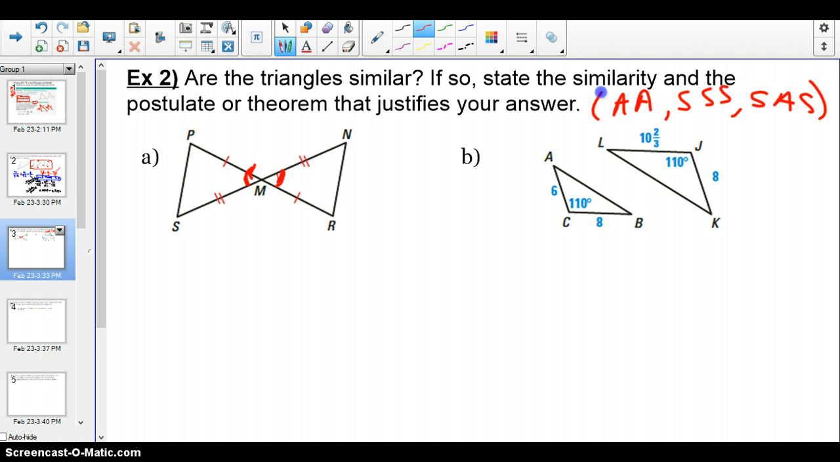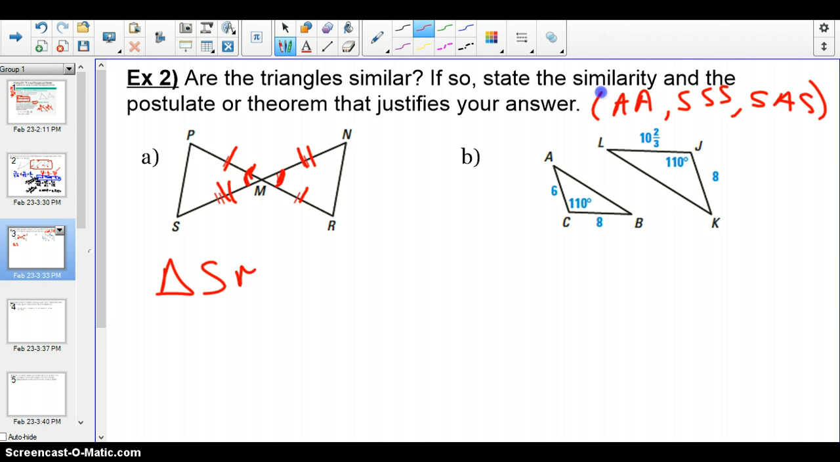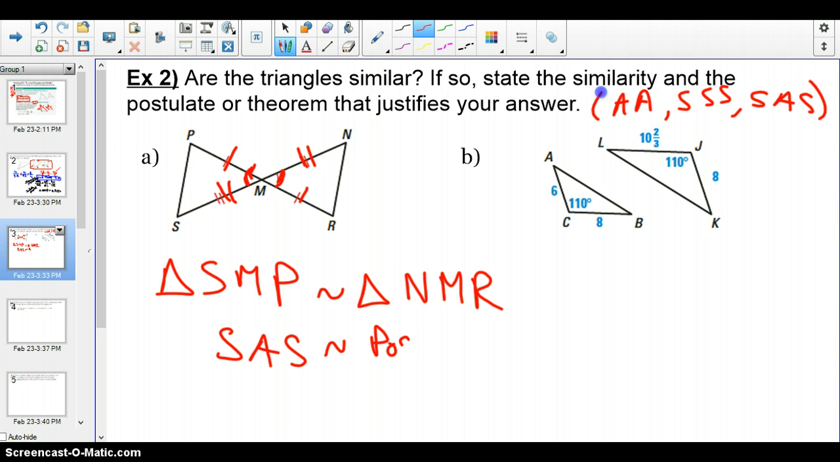your one corresponding angle that's congruent. And you also can see that you have these markings here. So from this, you can know that this triangle, triangle PMS, we don't want to have that. Okay, no PMS. Let's do triangle SMP is similar with triangle NMR. Okay, and again, the order matters here. And this is because of the side-angle-side similarity postulate.